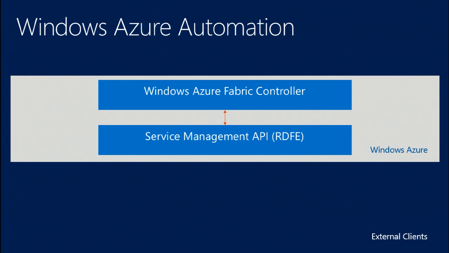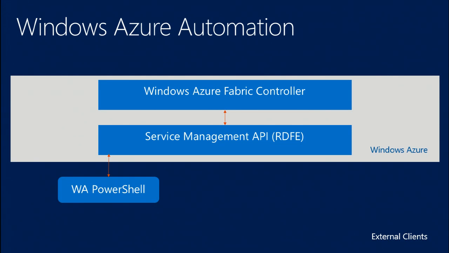Now, how the Fabric Controller knows what to do is via the Service Management API. The Service Management API, or RDFE (Red Dog Front End is the internal name for it), is basically the API that other applications, like the Windows Azure Management Portal, use to talk to the Fabric Controller.